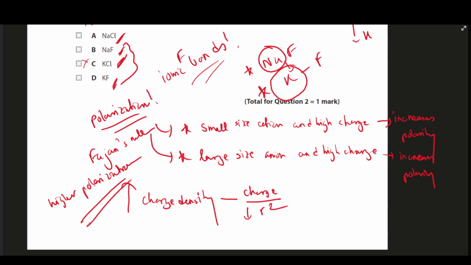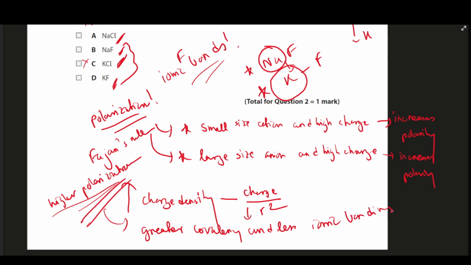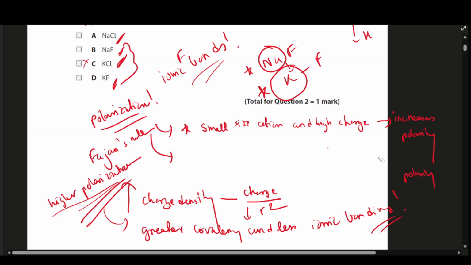Yes, a higher polarization will lead to greater covalency and less ionic bonding. All right, now since the anion is the same, I mean in case of F and F, the anion is the same, so this factor is not taken into consideration according to Fajans' rule. So the only factor which is taken is the cation factor here.